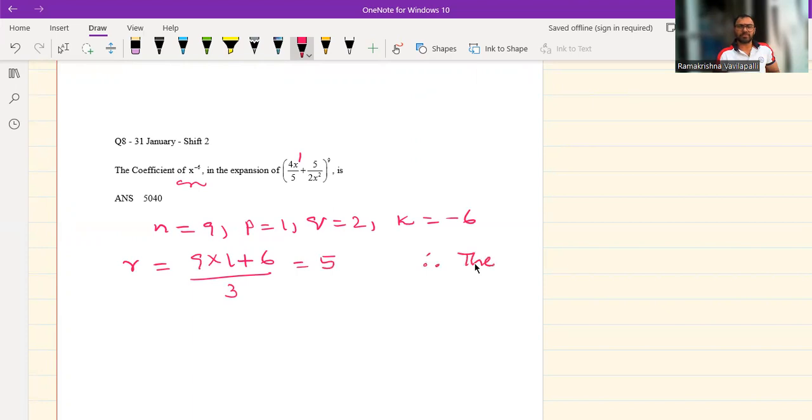So therefore, the coefficient of x power minus 6 equal to, here R value is 5, so n is 9, 9c5. Okay, what is the x coefficient here? 4 by 5. So 4 by 5, power 9 minus 5 is nothing but 4. Here 5 by 2, second one, 5 by 2, whole to the power of remaining power, 5. So it is your task to simplify this.